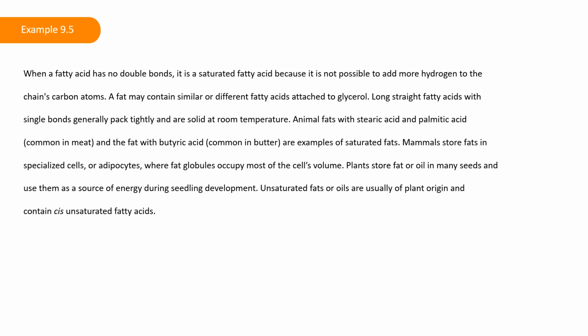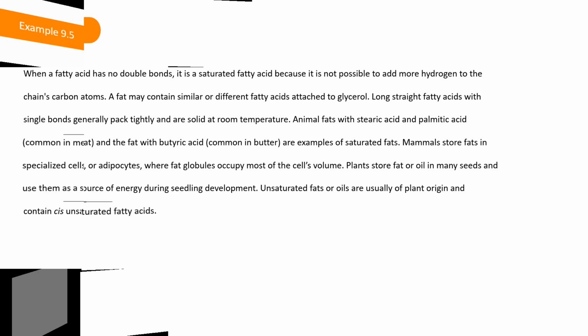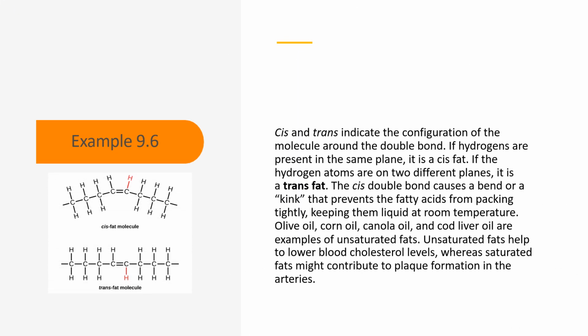Unsaturated fats or oils are usually of plant origin and contain cis-unsaturated fatty acids. Cis and trans indicate the configuration of the molecule around the double bond. If hydrogens are present in the same plane, it is a cis fat. If the hydrogen atoms are on 2 different planes, it is a trans fat.